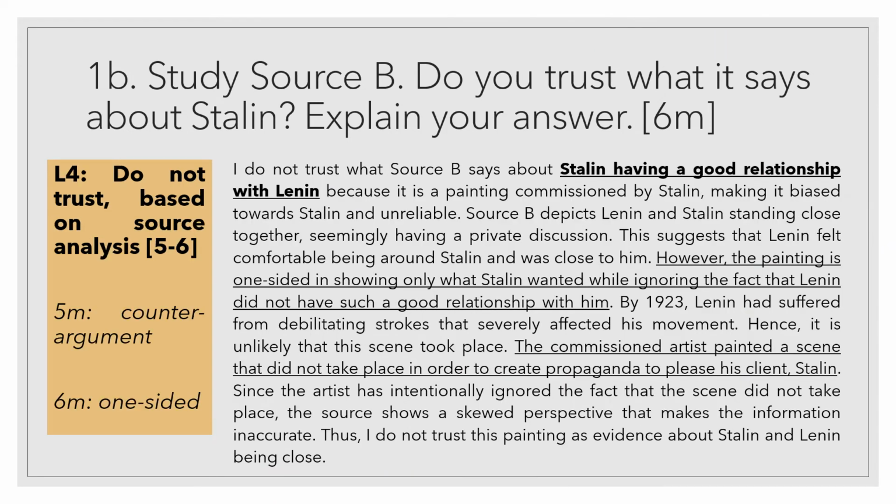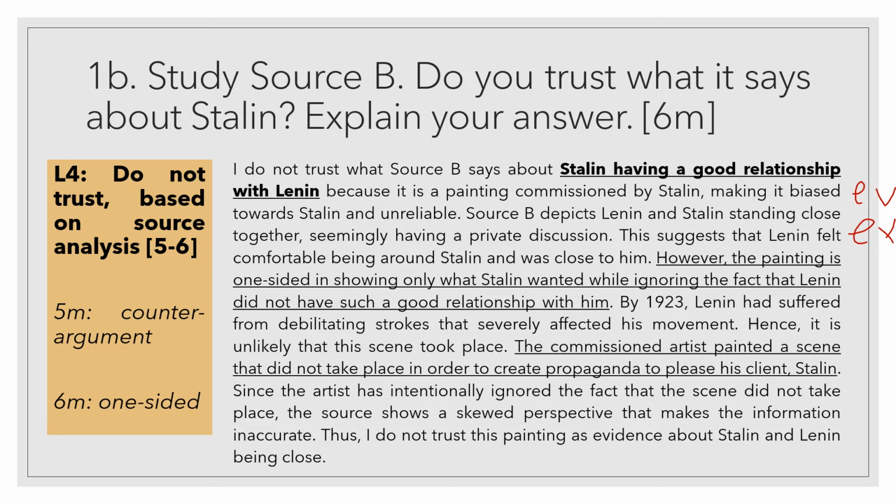Now, we're moving on to our final level. L4 will give you 5 to 6 marks. This is because you would have demonstrated an ability to analyze the source for reliability. So 5 marks is if you do a counter argument, and 6 marks is if you can point out the one-sided aspect of this source. Again, the EV and EX, I stated at the start, make this a good habit. If not, you're going to end up forgetting to do this, and if your answer does not contain evidence and explanation from the question source, then your whole answer is wasted.